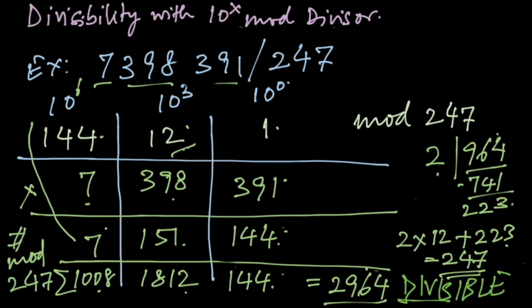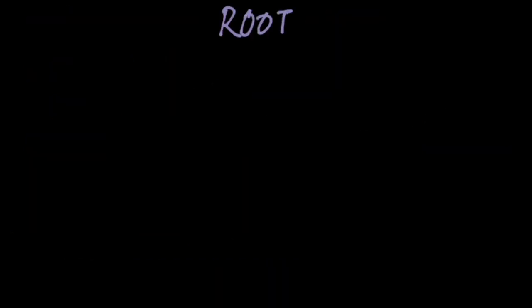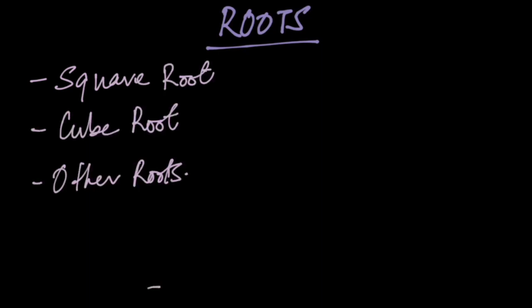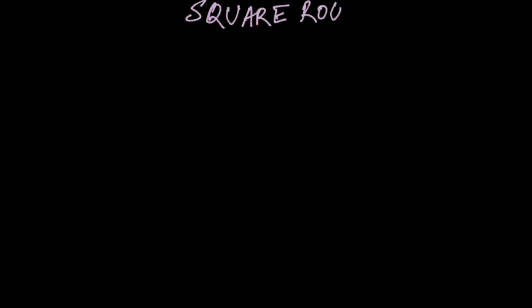So this reduces the number very quickly, which we can easily check if the original divisor can divide the number or not. Now let's talk about roots. So we will talk about square root, cube root, and other roots. So let's talk about square root.